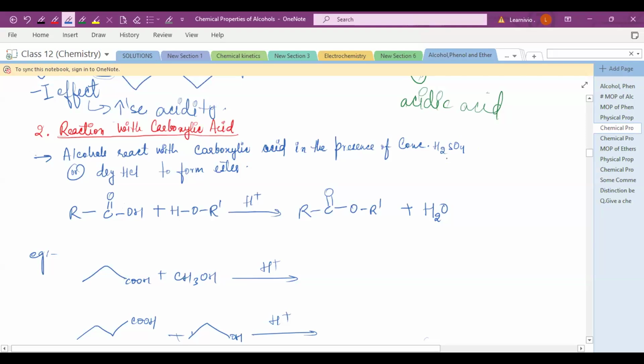Basically, what does it do? It just causes dehydration, right? So concentrated H2SO4 is a dehydrating agent.